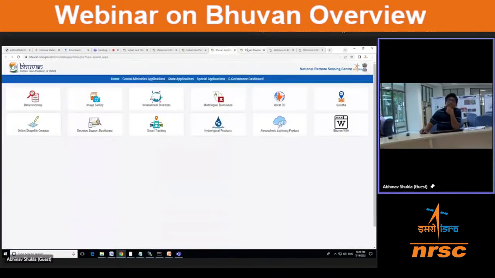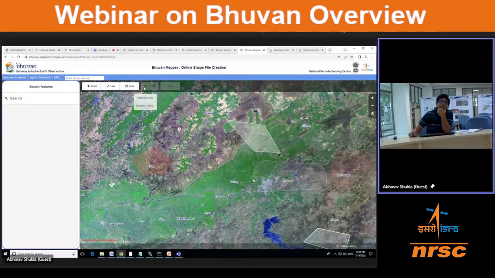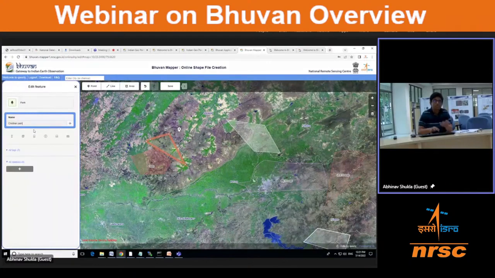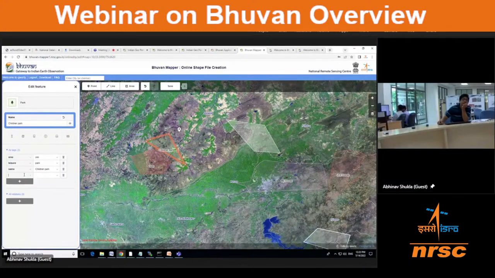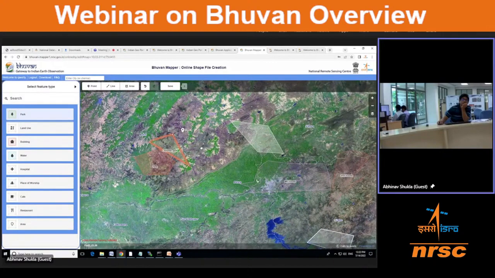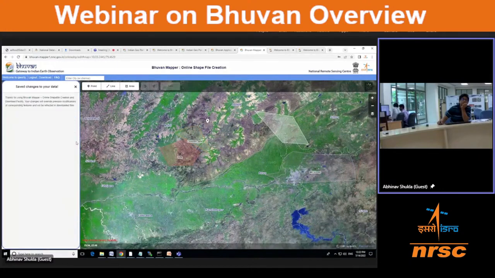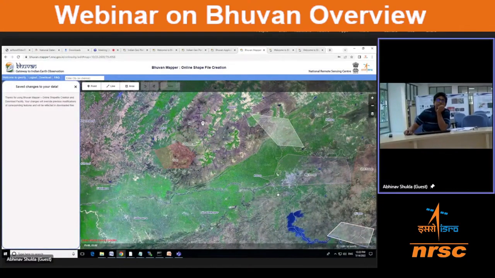This is the Bhuvan mapper tool. Here we can create a shapefile. If I want to create a point, line, or area, suppose I click on area, I can draw the shapefile and give the details. Like if I give a path, I can give a name. This has been saved, and all the shapefiles that were previously drawn are here.